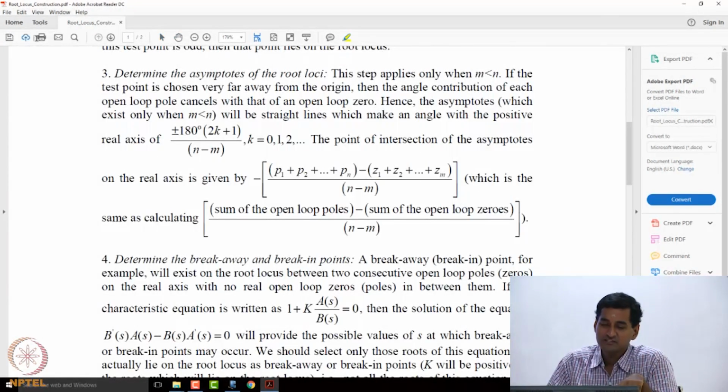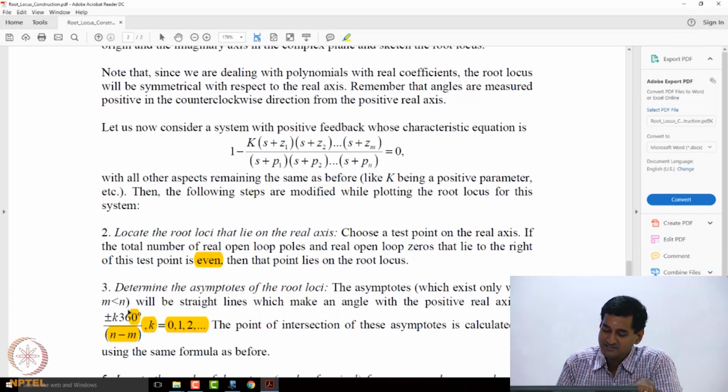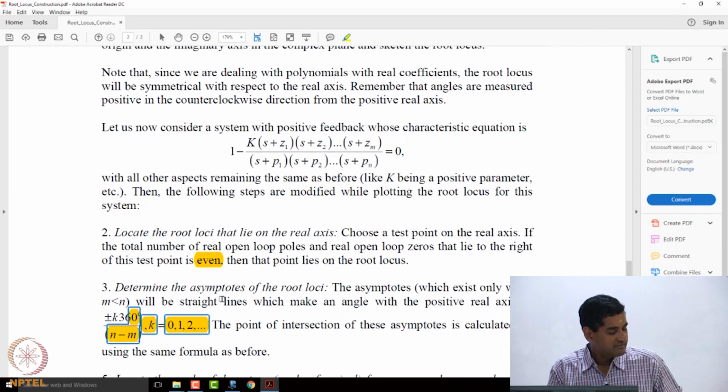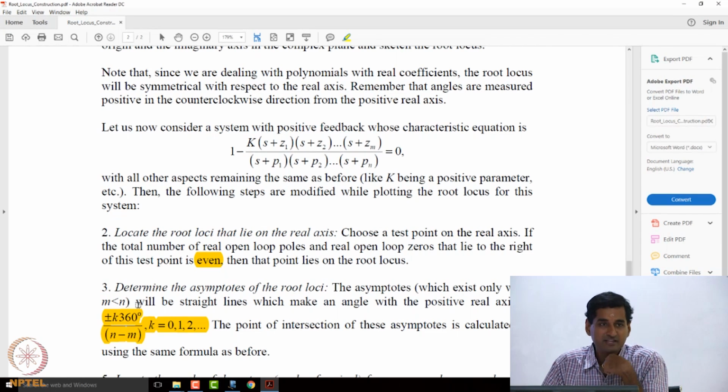The third step is to determine the asymptotes. Obviously, the asymptote angle depends on the angle condition. So, what was the angle of asymptotes? Plus or minus 180 times (2k plus 1) divided by n minus m. That now changes to plus or minus 360k divided by n minus m, because what was an odd multiple of pi now has to be an even multiple of pi.